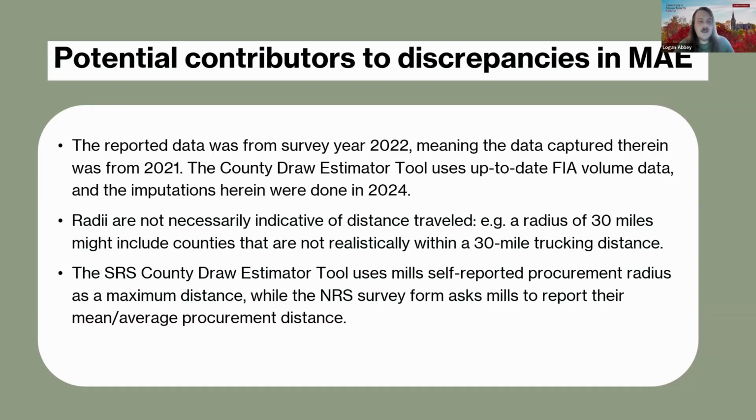And finally, the county draw estimator tool uses the reported procurement radius as a maximum distance, but the NRS survey form actually asks mills to report the average procurement distance and not how far they are willing to go. And so a lot of times I think mill owners probably do have a maximum distance in mind, and they're probably giving us something like the halfway point. So that's something to keep in mind as well.